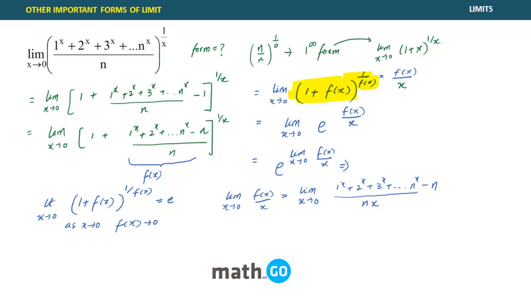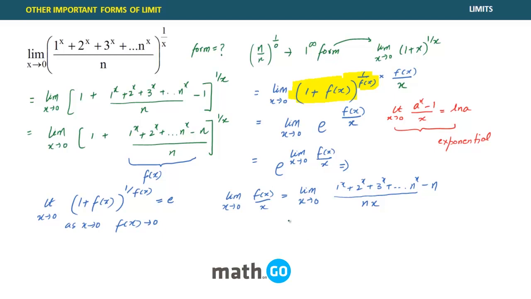We know a formula, that is a raised to power x minus 1 upon x is ln a when x tends towards 0. Remember, we did this for the exponential functions. This is what we're going to use in this particular case. How we are going to use it, let's see.